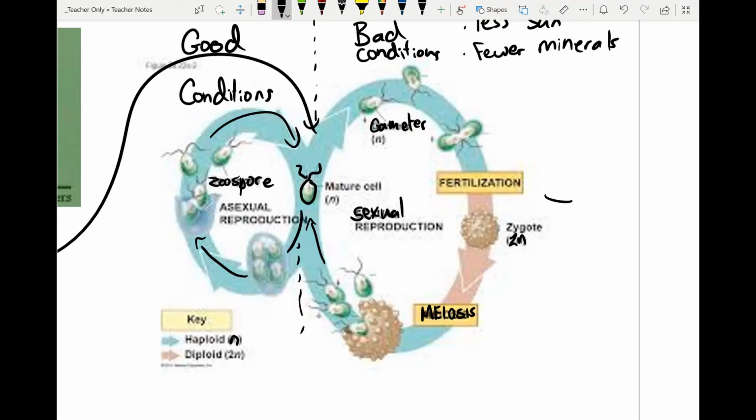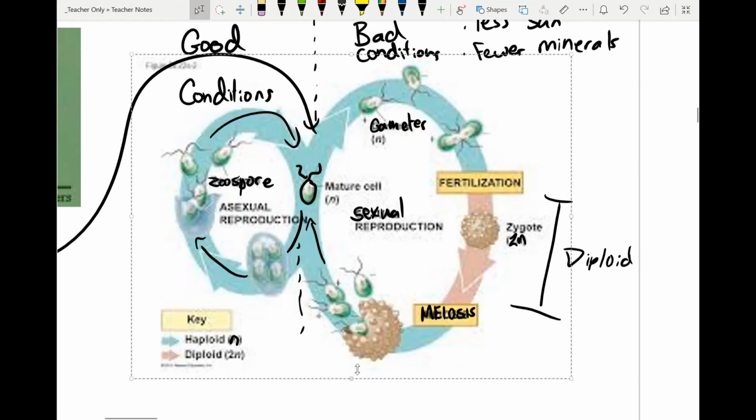So notice the only time that it has 2N or is diploid is during a very small period of time. Basically from fertilization, and then it, through meiosis, creates 4 copies of itself, and then those ones are again haploid. So very short period of time. This plant spends most of its time in the haploid stage.